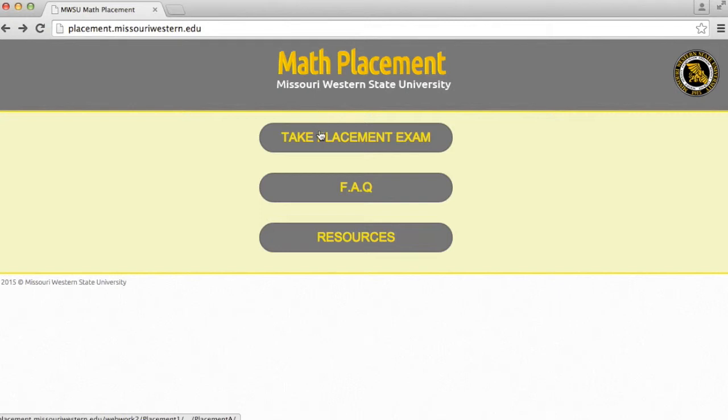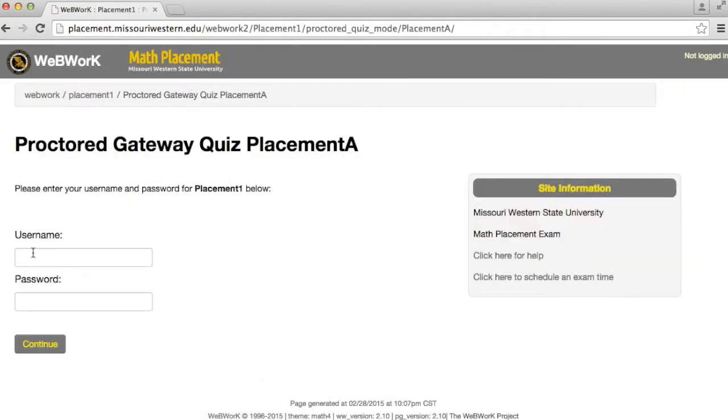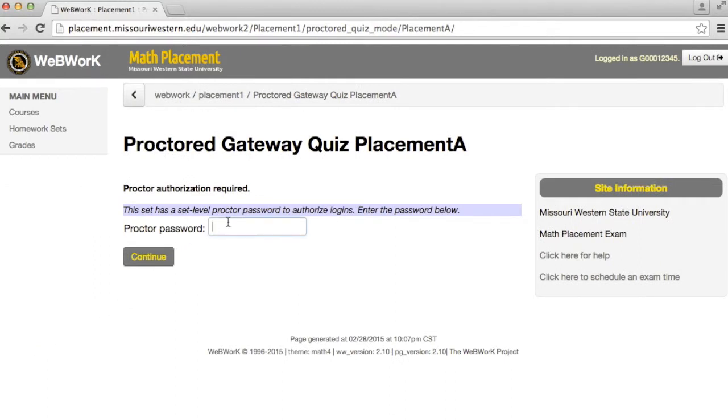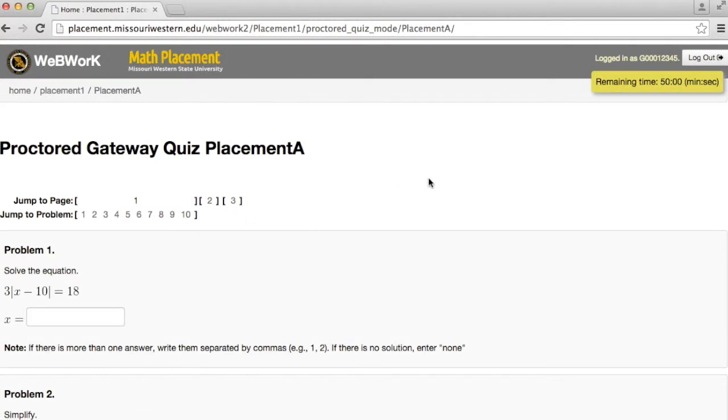After the proctor records you, you can actually sit down on a computer and take the placement exam. Again, you put in your username, which is your G number, and your password being month and day of your birth date. And then the proctor will come along and type in a password so that you can start your exam. You will have 15 minutes to do this exam.